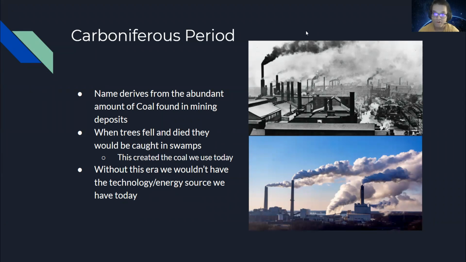The picture on the top right is a picture of the Industrial Revolution because I think it's very important to us. Without the coal that we found from this era, we wouldn't be where we're at today, and I wouldn't be able to record this video for you to grade. The bottom right is just a picture of a modern coal power plant that we see today.